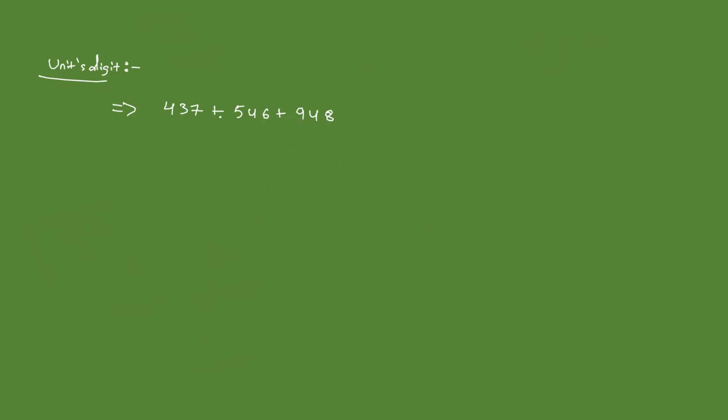See here students, to find the units digit, we will not bother about the total number. We will simply concentrate on the units digit. Why only the units digit? See here, 437, 546, 948. To find the units digit, we will add all the units digits only, right? 7 plus 6, what does it become? 13. 13 plus 8, it becomes 21, right? So we will write 2 here and we will write 1 here.